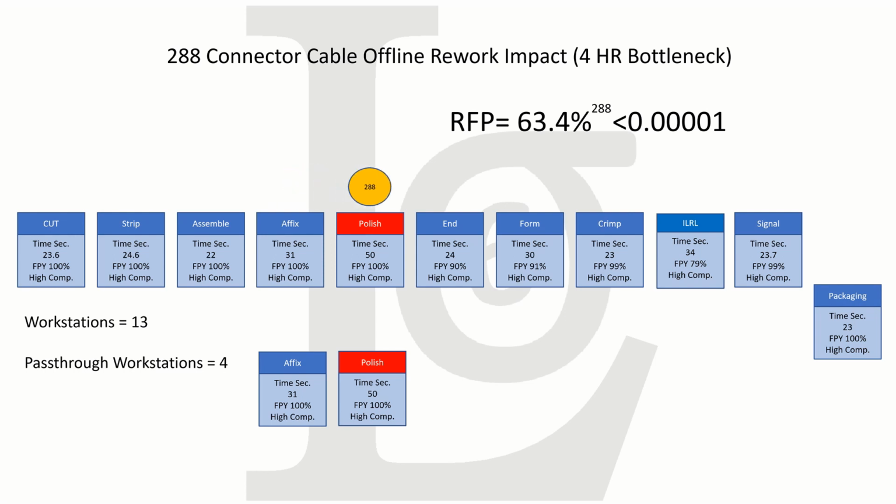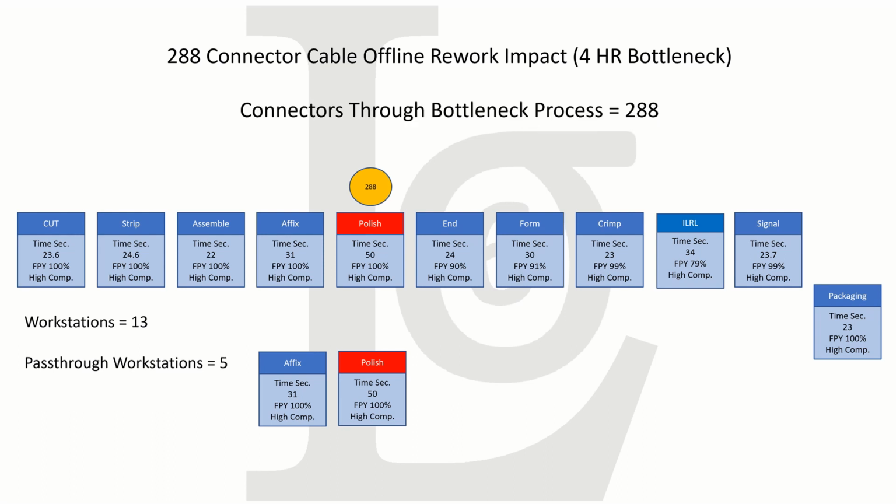Since this is a high complexity product, we took the roll throughput yield to the power of the number of connectors to see what the rework free probability is. The RFP, or rework free probability, is the probability the product will not need rework, and it's basically 0. I'm going to let this run for a bit to save time. Pay attention to the connectors through the bottleneck and pass-through workstations.